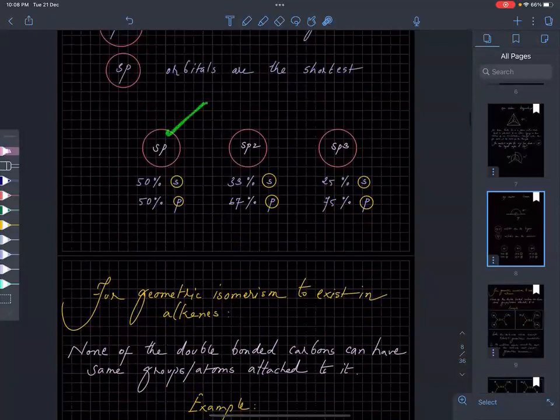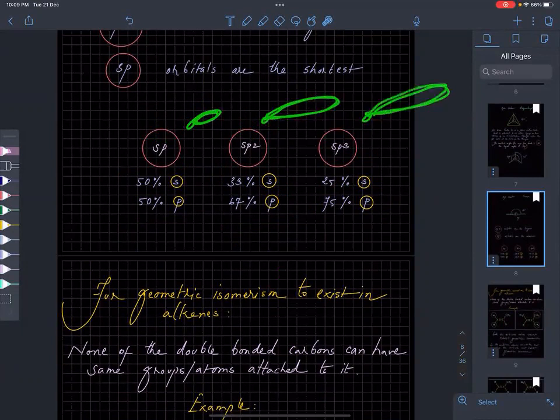And in sp orbital, 50% s character, 50% p character. In sp2, 33% s character, 67% p character. In sp3, 25% s character and 75% p character. Why? Because it is obvious. Here it is 50-50, here it is 1:2, here it is 1:3. Now that means sp orbital will be a little bit shorter. Why? Because s character is more. sp2 will be longer, sp3 will be the longest. You know why? The character of p is what? The double shape, right? And the character of s is what?